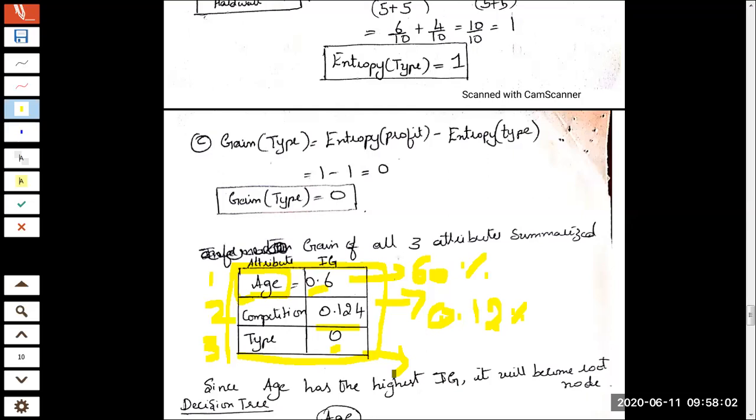Now who qualifies to become the root node? So I have already explained the attribute which has the highest contribution in reducing the impurity, or reducing the entropy, will qualify to become the root node. Now in this table you can see it is the age, because 60% of the impurities are being removed. Okay, so age is the qualifying factor here.